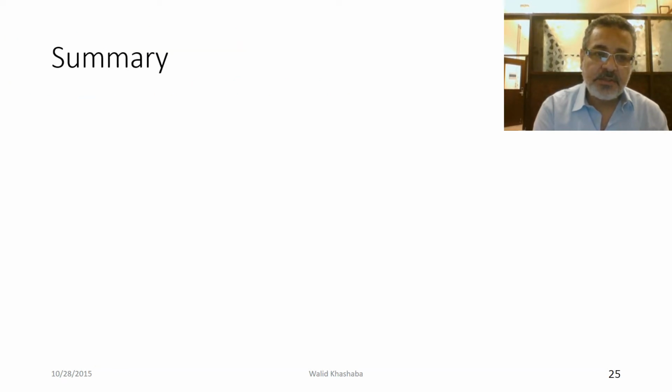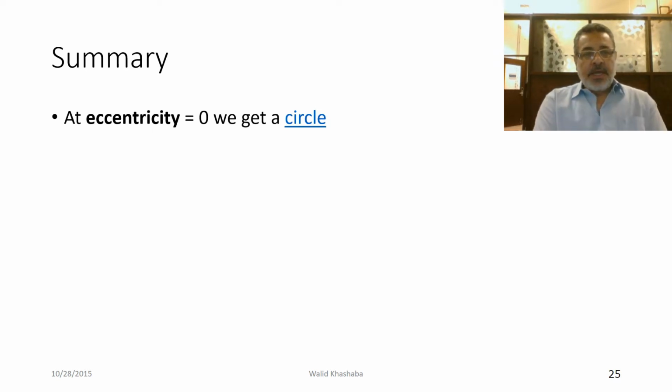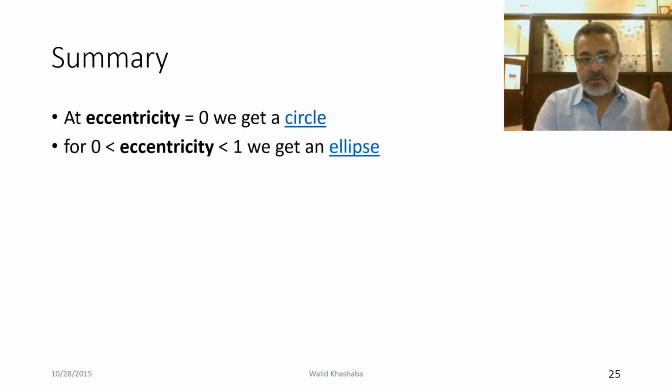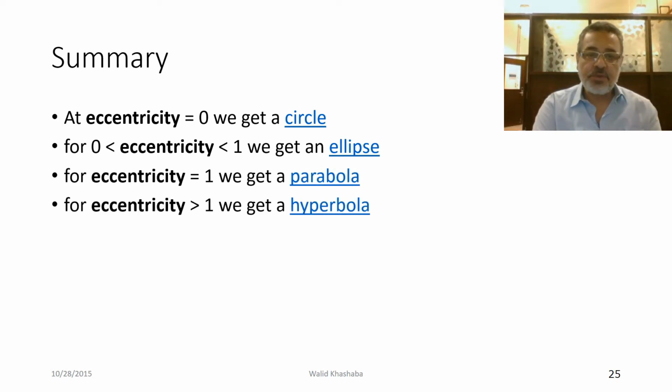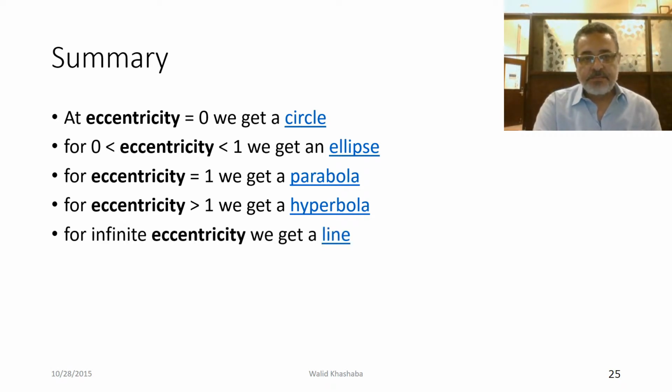Well, let's have a summary. If the eccentricity is 0, then it's a circle. If it is between 0 and 1, less than 1, it's an ellipse. If it is exactly 1, it's a parabola. If it exceeds 1, it means that we have a hyperbola. Of course, if the eccentricity is infinity, something over 0, then we have a straight line.